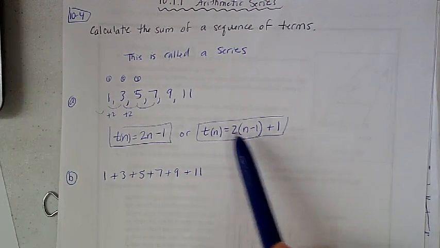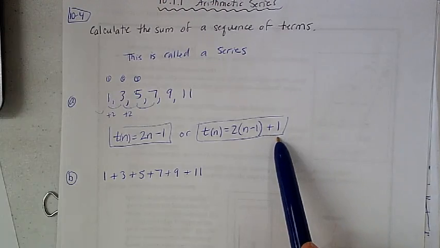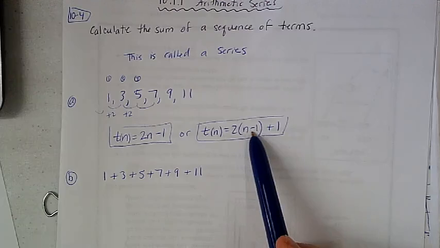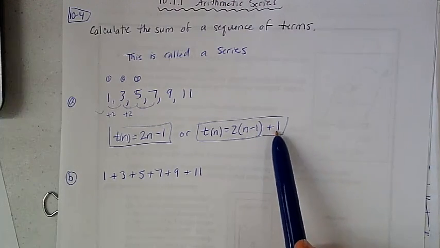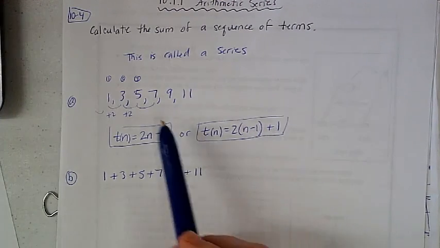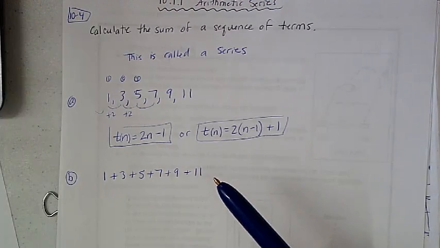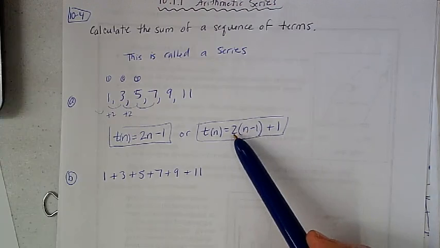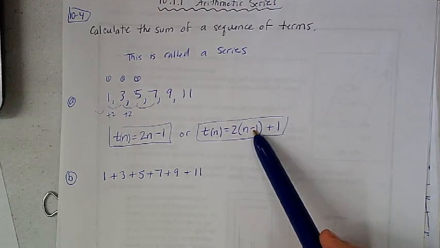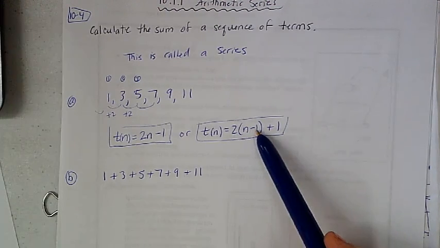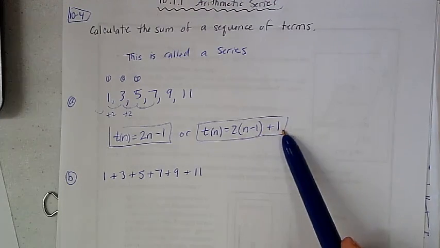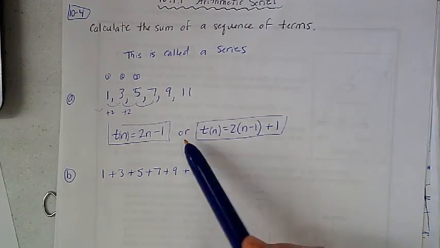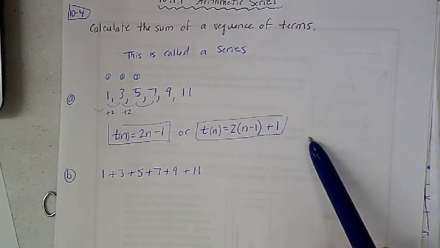But if you prefer this way, it is also nice because you can use your slope and then you put n minus 1 here, and then this is your first term. And if you want to check and make sure that they're equivalent to each other, you can go 2 times n is 2n, and 2 times -1 is -2. Well, -2 plus 1, that's -1, so they're the same, and you can put numbers in just to make sure they work.